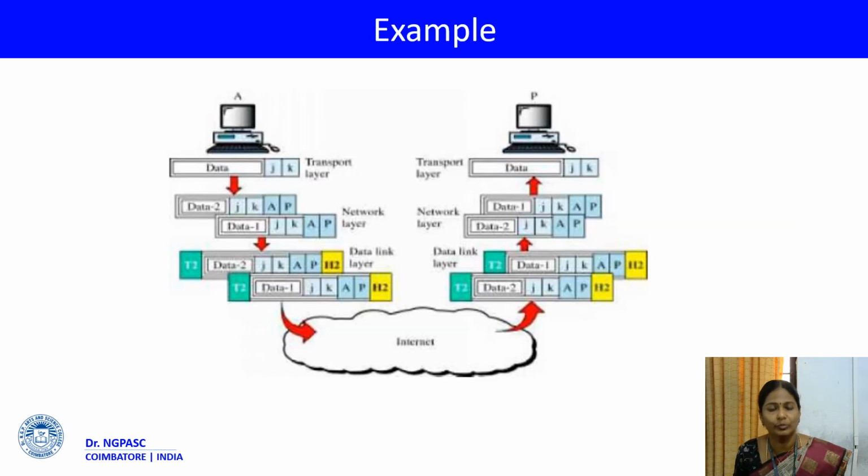Next, we move to an example of the transport layer. Here, computer A sends data to computer B across different networks, that is, through the internet. J and K are the service point addresses added in the transport layer. In the network layer, A and P are the logical addresses added. Additionally, in the data link layer, the physical address is added in the header. So whenever you transfer data from source to destination, you add three addresses: the service point address, the logical address, and the physical address.